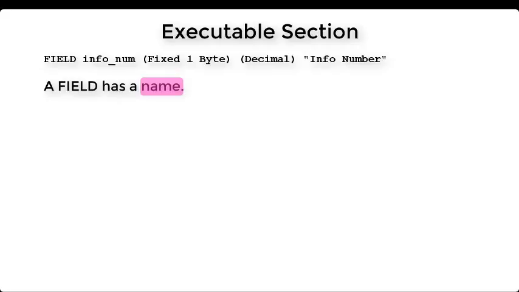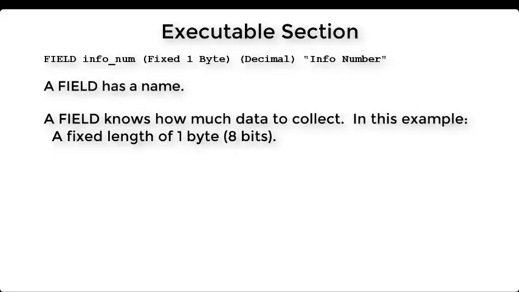The name that is unique. No other field statement may have the same name. In this example, the field statement is named info_num. The size tells us how much data to collect beginning from the current pointer position. Our example is reading 1 byte of data, which is 8 bits. After this data is read, the pointer will move 8 bits down the data stream.